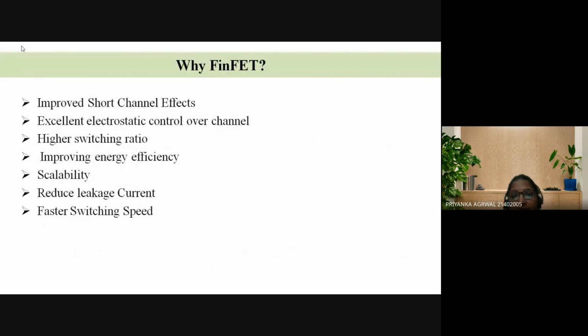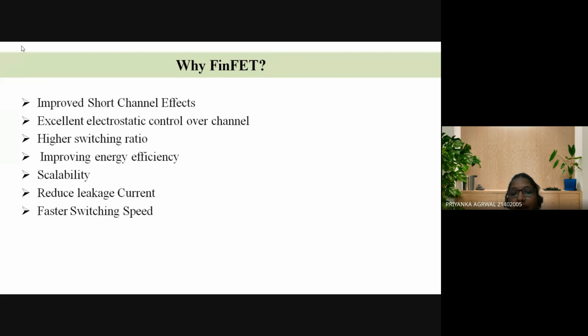Why are we using FinFET? The reason for using FinFET is that it is helpful in mitigating the short channel effects, and the leakage current also reduces. Switching speed is also high, and drive current is also better. Excellent electrostatic control over the channel.